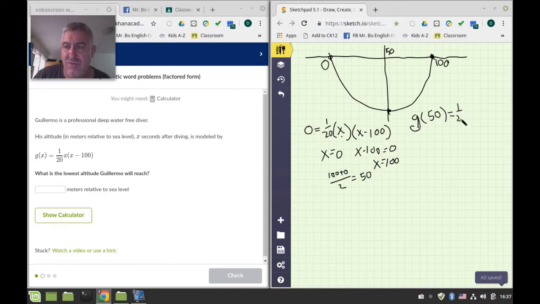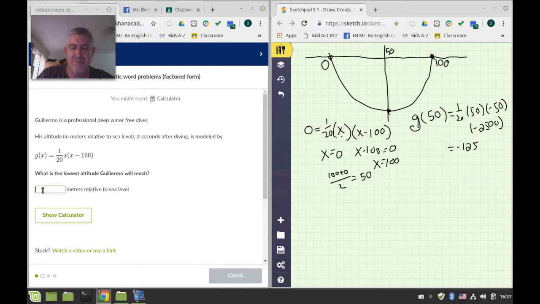So that's 1 over 20 times 50 times negative 50. And 50 times negative 50 is negative 2,500. And 1 over 20 of that is equal to negative 125. Okay, so our lowest altitude is negative 125.